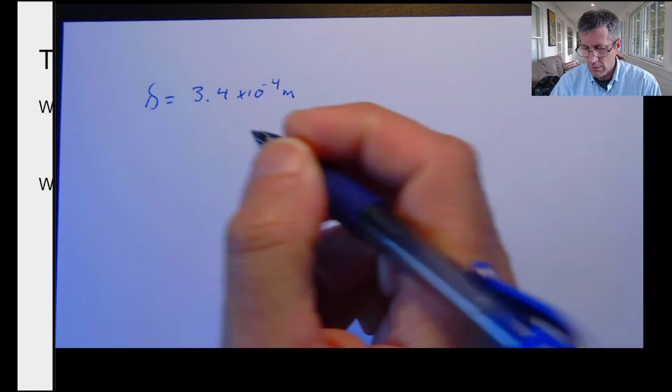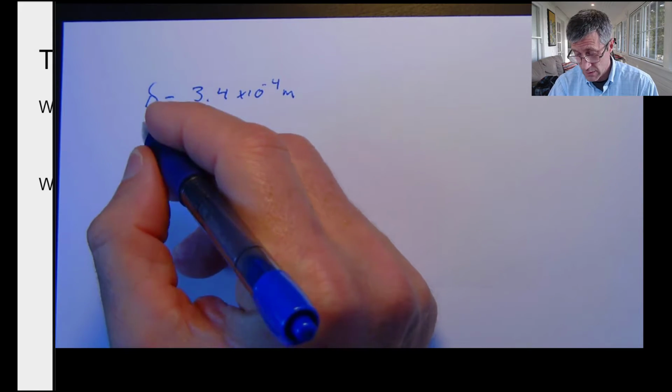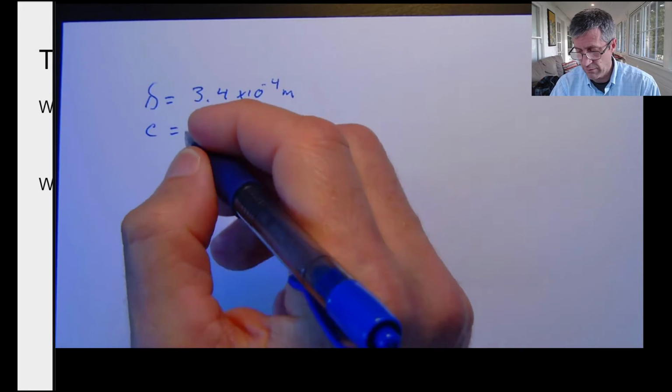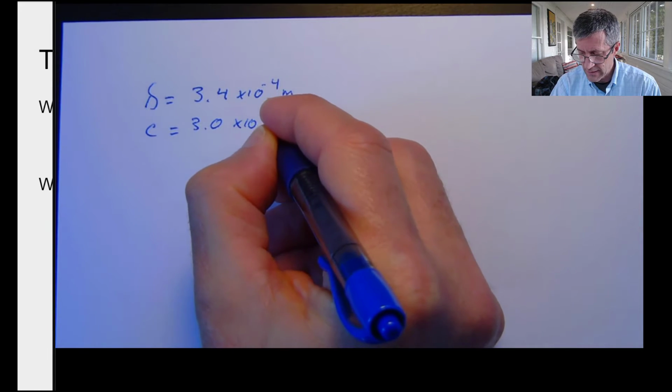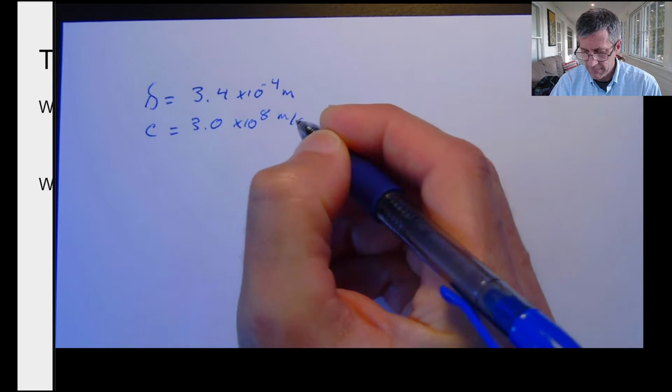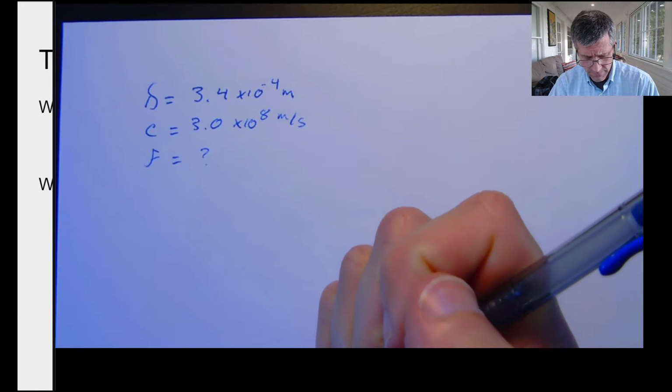Right? The other thing I know I need to use is the wave equation, right? So I have wavelength, I want to get the frequency. I know the speed of light, and I'm always happy to tell you what that is, or you can look it up, 3.0 times 10 to the 8th meters per second. And lastly, write down what it is that you're looking for. What is the unknown that you want to find?